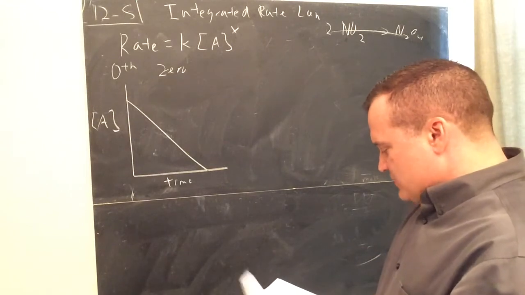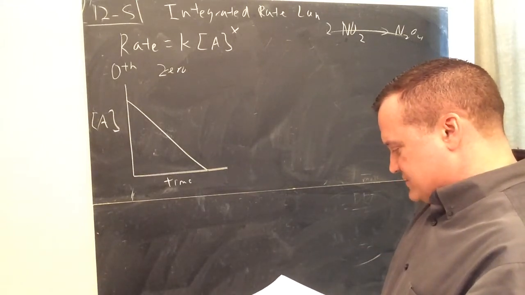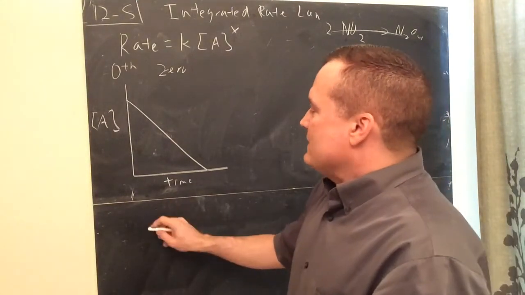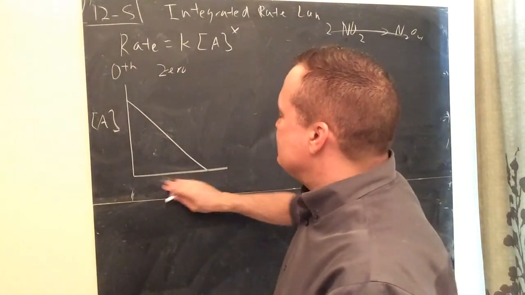Now, here's what I want to show you. I wonder if I should jump ahead on the graphs. I'll just put them each one. All right, zero order. Now, if I wrote, time is just going to be t.